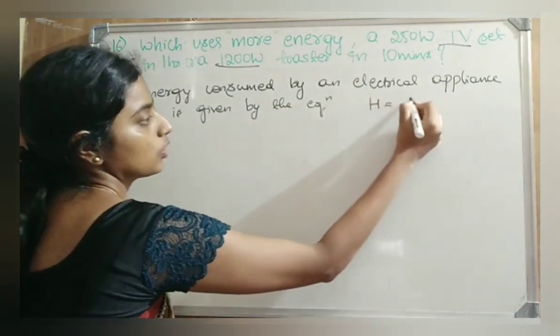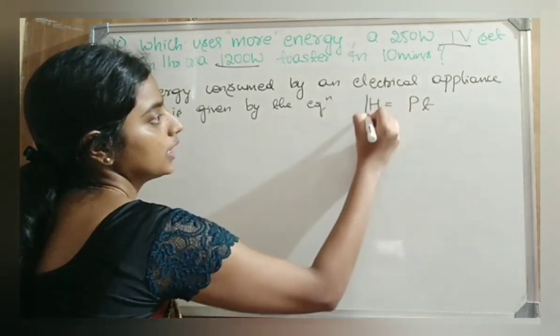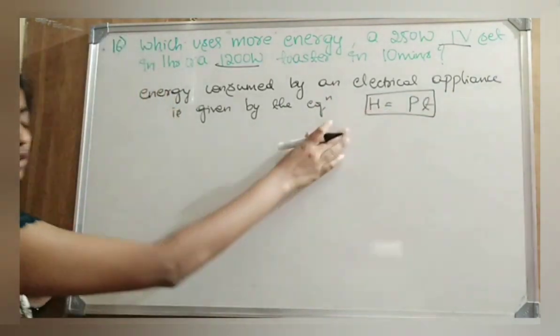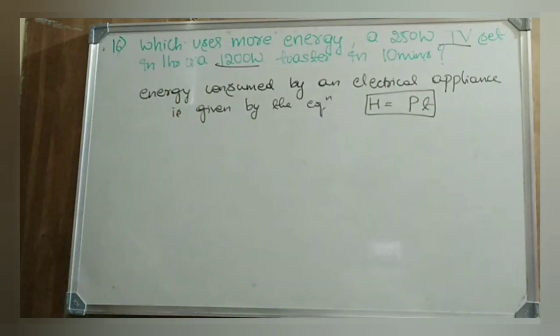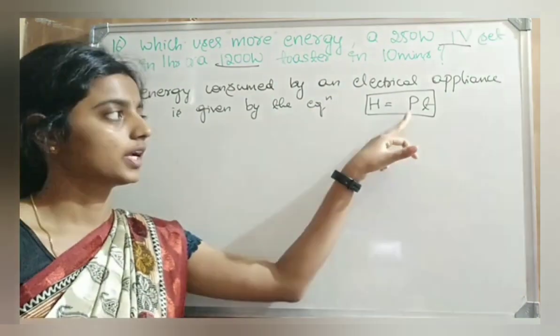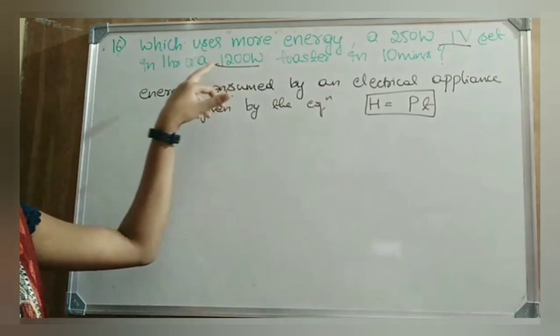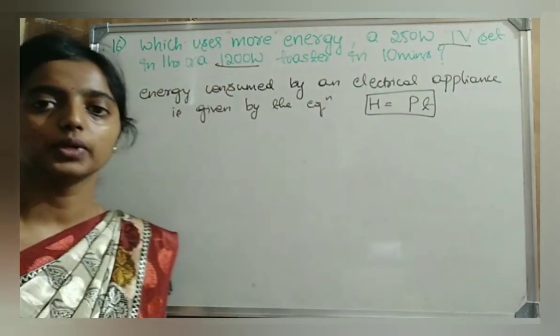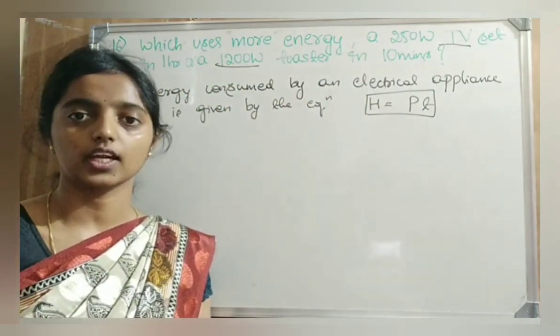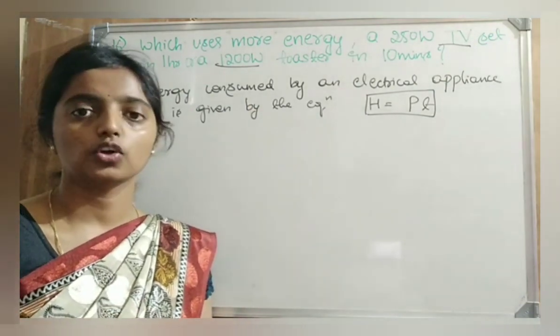H is equal to P times T. I think you know this equation. Look at the equation. What is H? H is heat. What are P and T? P is the power of the appliance and T is time. See, for both appliances, T is given in minutes. We need to convert into seconds. Remember, that is the important point.